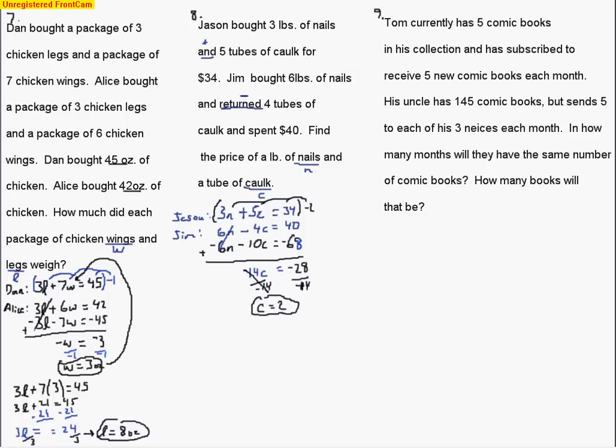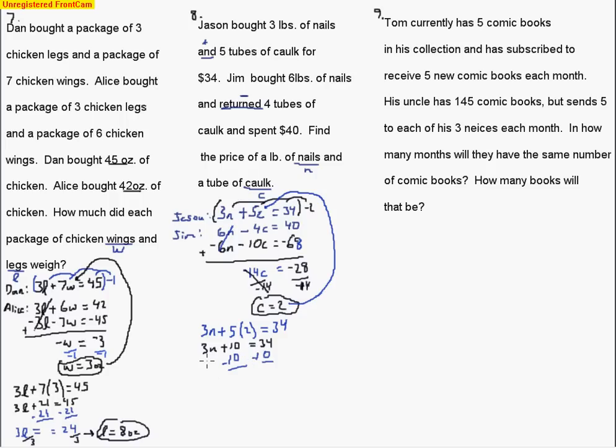And so let's take a look at the next part, and that is just to find the value of the nails. So let's go ahead and substitute. Let's take that 2 and let's put it in for C. How about Jason's equation? It doesn't really matter which one you use, you just have to pick one of them. And so 3N plus 5C, but in place of C, we're putting the cost of 1 tube of caulking. And so from there, I go ahead and do some work. I've still got 3N plus 10 equals 34. And so from that point, I can do some opposite operations, and I need to subtract 10 from all sides first.